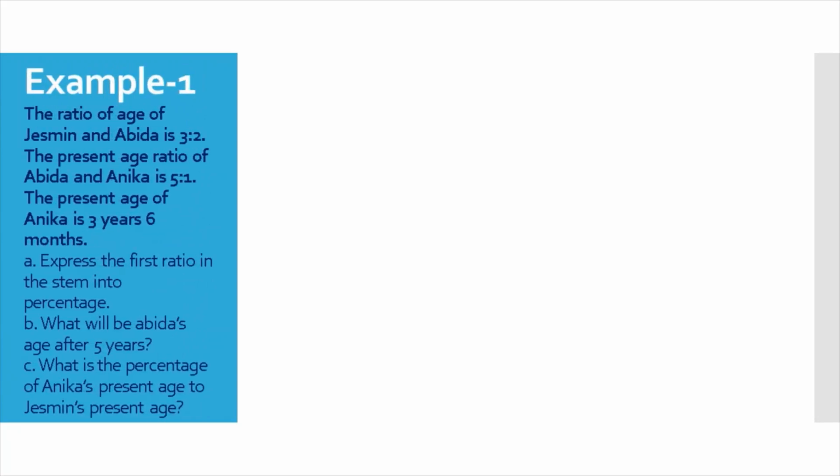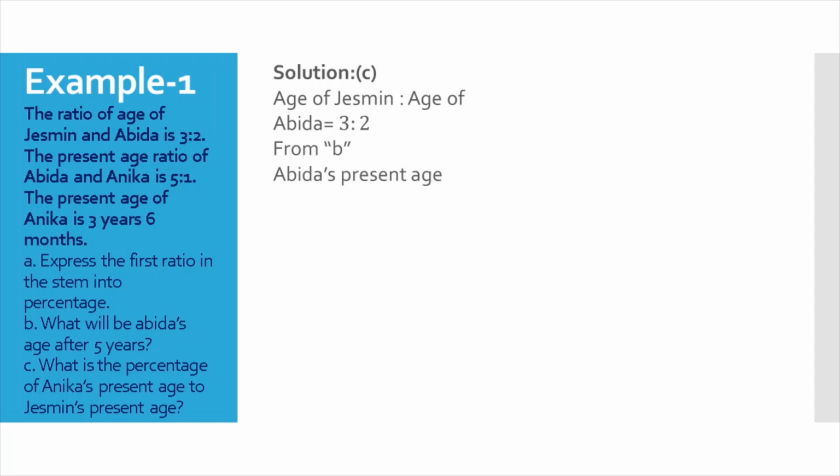Now, from example 1, question number C solution. What is the percentage of Anika's present age to Jasmine's present age? So, the age of Jasmine is to the age of Abida equals 3:2. From B, Abida's present age is 17 whole 1 divided by 2 years, or if we make the common fraction, we get 35 by 2 years.